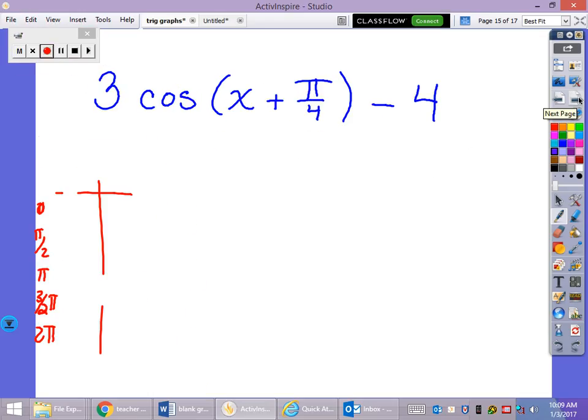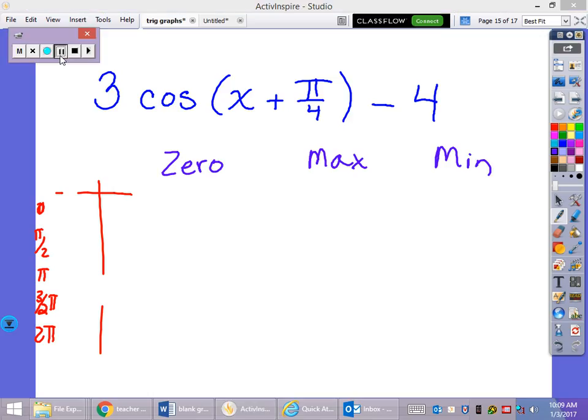So let's take a look at this one, okay? Always start with your 0, your max, and your min. I'm going to give you 15 seconds. Copy this and tell me what the 0, the max, and the min is. All right, now, the phase shift does not affect these pieces. It affects my x value. All right, my 0 is -4, my max, -1, and my minimum.